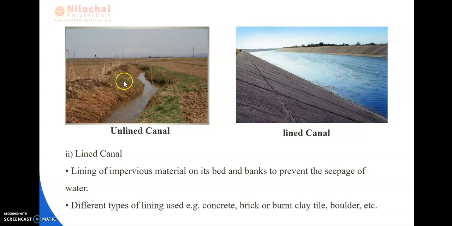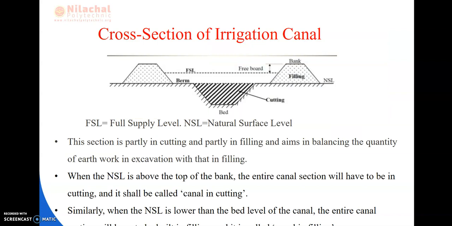This is mainly used in types of soil such as clay soil, sandy soil, alluvium soil. Okay. So this is all about this. In the next slide, we will be studying about the cross section of the irrigation canal.